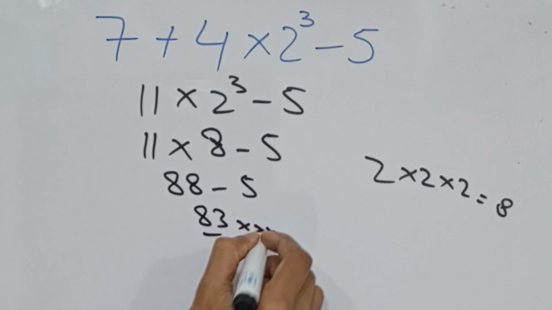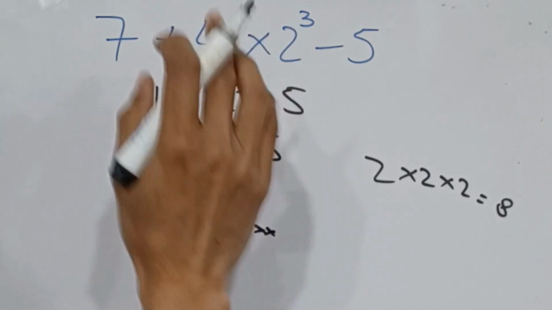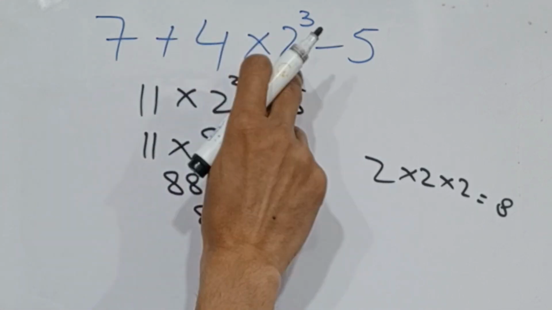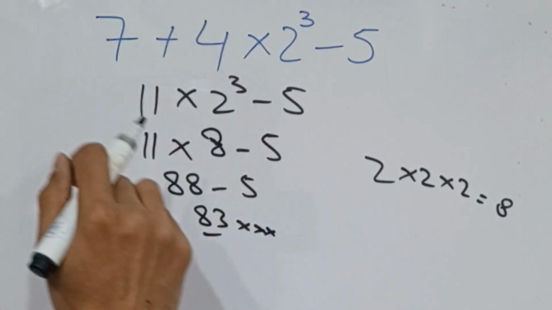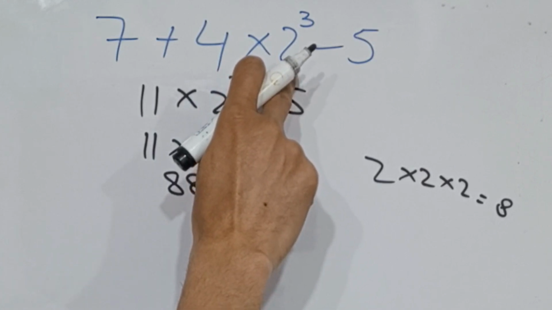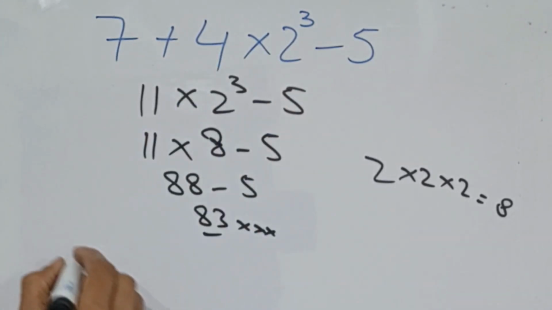This gives us 83, but this is wrong. Exponents come before. Why is it wrong? Exponents come before multiplication. We must do 2 cubed first, right? Now let's solve it correctly.